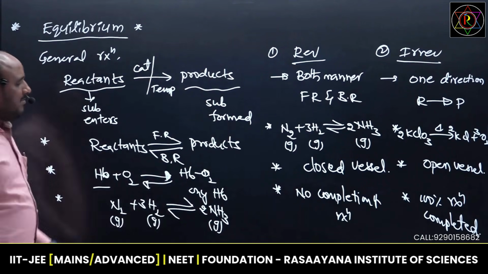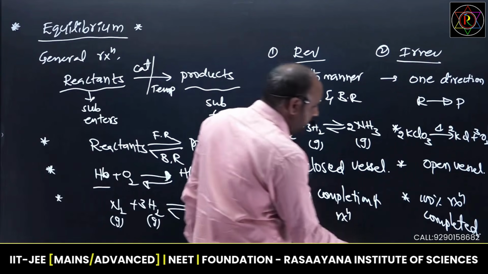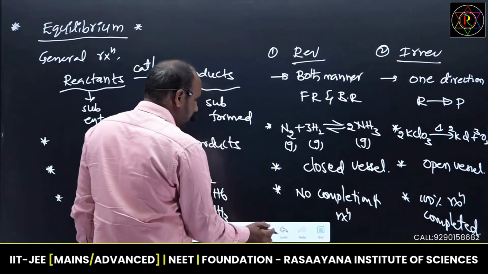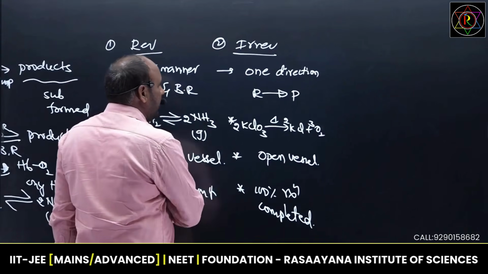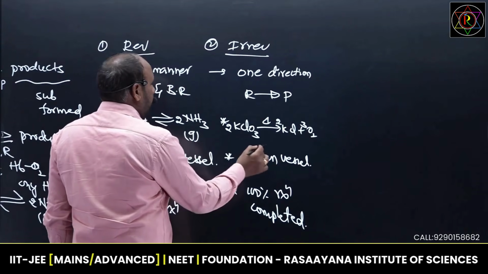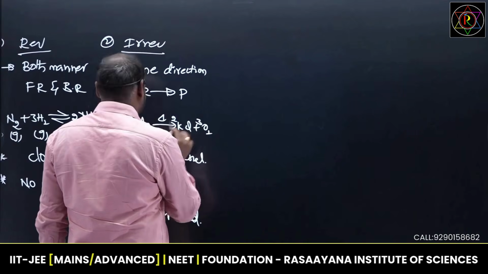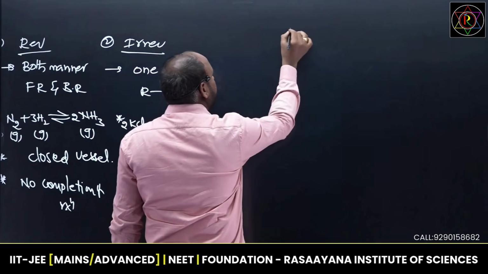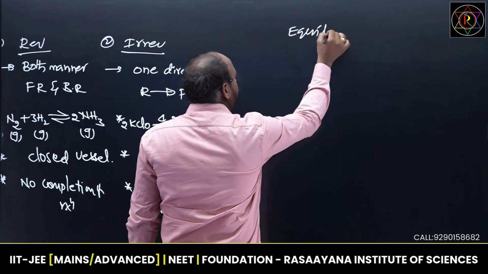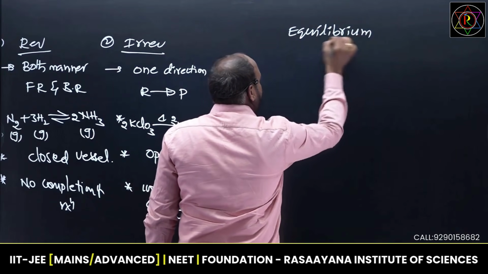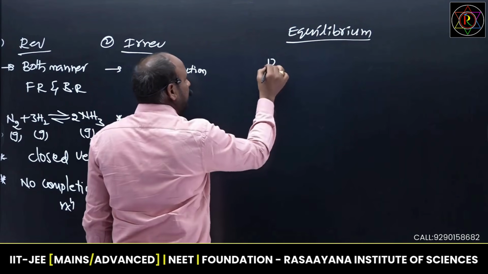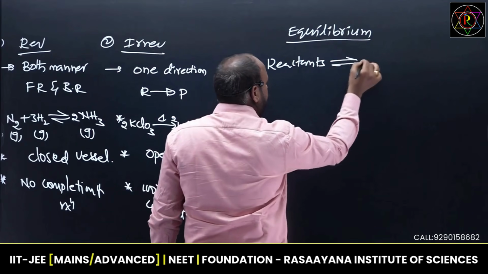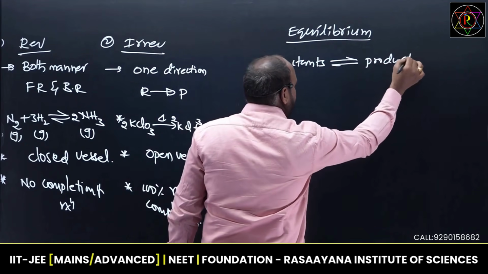That equilibrium can be explained with the help of a simple graphical phenomenon, right? For a general reaction, what is the graphical representation of equilibrium? In a general reaction, reactants are converted into products, and products are also converted into reactants.